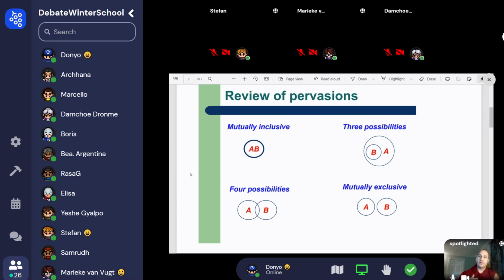The terminology we're using in the videos and in the documents that I'll be providing is a little different. Mutually inclusive equals equivalence. 3 possibilities equals 3 joints. 4 possibilities equals 4 joints. Mutually exclusive means contradictory. Okay? So they're just slightly different terminologies.